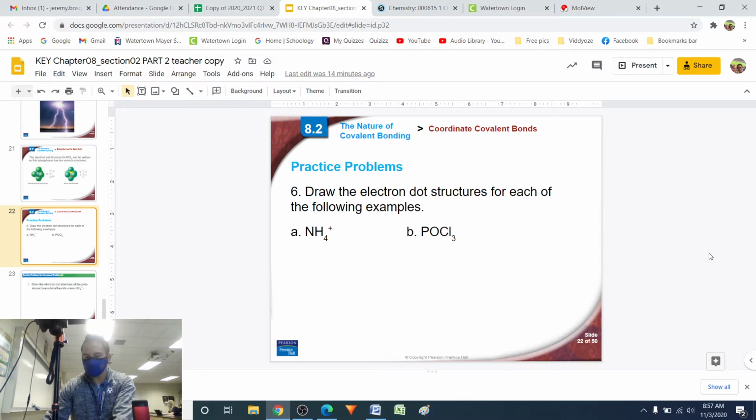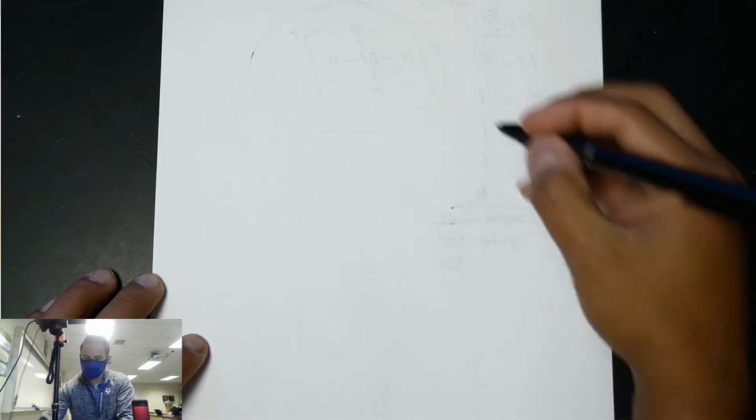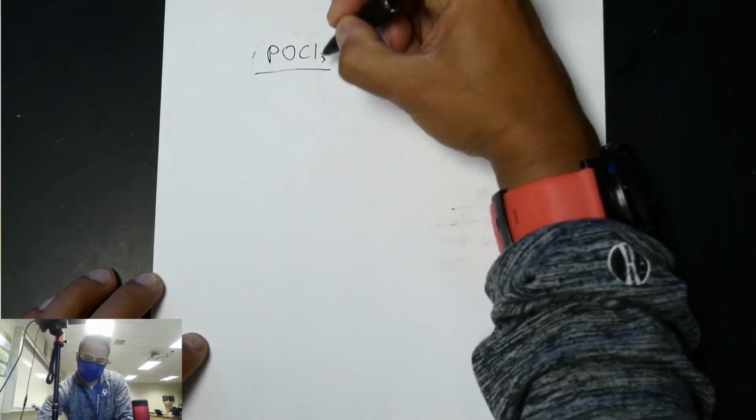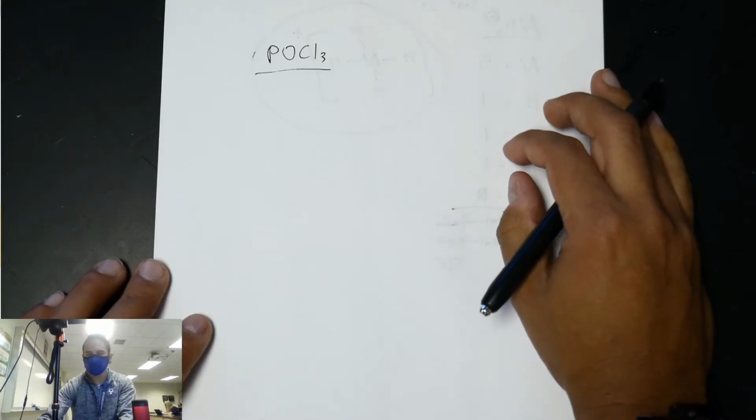So number 6, letter B, we have POCl3. So again, we're going to do this drawing on paper. So let's switch back to our paper camera. Again, just make sure that we have this on frame so you can see it. Perfect. All right. So we have POCl3. So again, let's first count how many valence electrons we have.